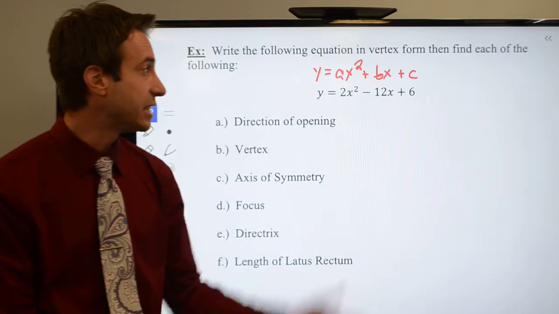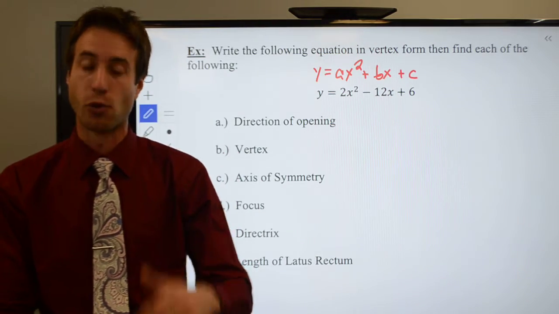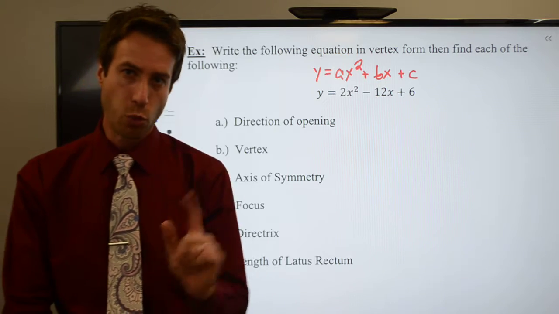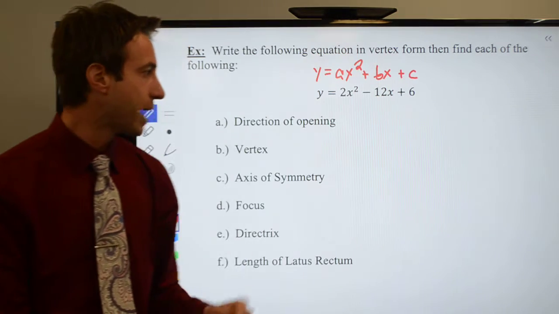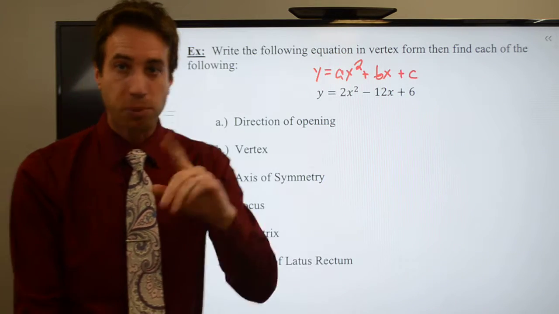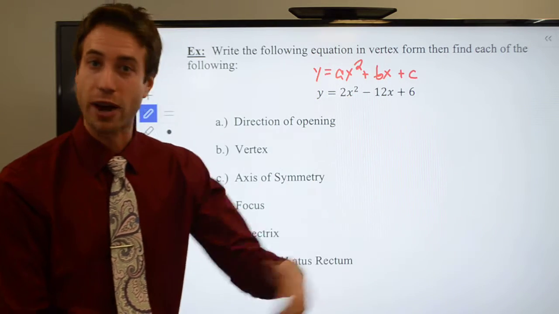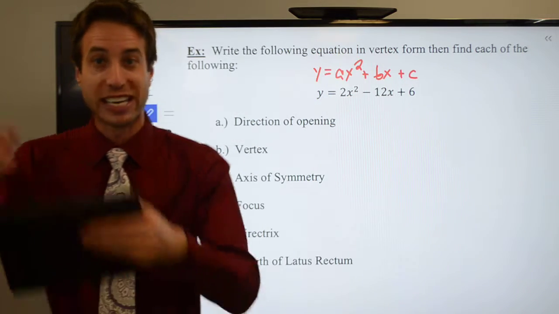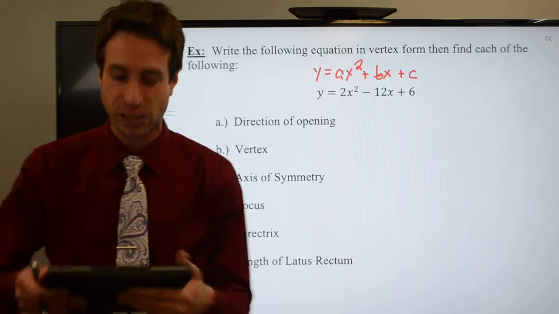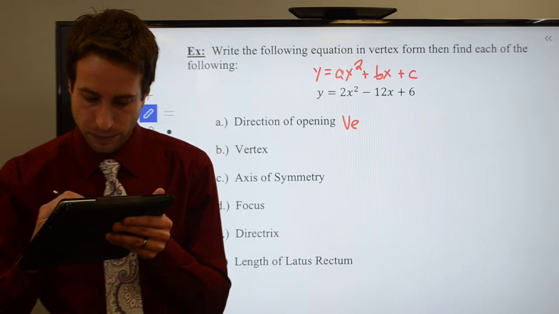So that means I'm going to need to take this standard form and put it in vertex form, which is going to require completing the square. We'll review that in a minute. Before I do that, though, I can answer this first question, direction of opening. Please notice it is y equals x squared. Well, we just talked about it. When it is y equals and the x is squared, that is going to be a vertical parabola.